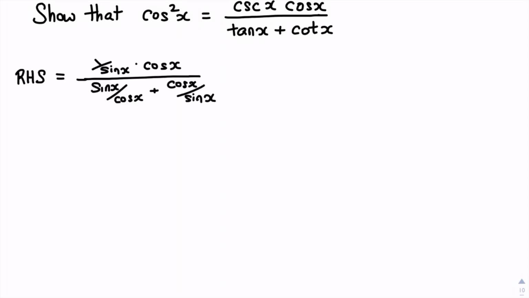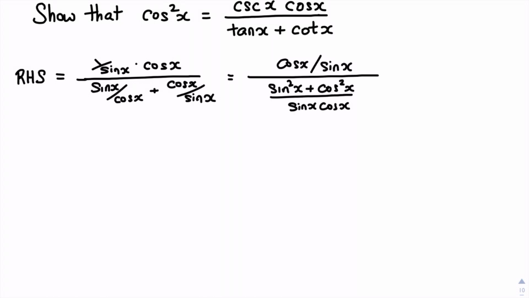And so the cosecant x is actually 1 over sine x, the tangent x is sine x over cos x, and cotangent x is equal to cos x over sine x. And so here you have a bunch of fractions, and the goal is to simplify them as much as possible. And the first thing to do is to take the denominator, which is actually the sum of two fractions, and combine them using a common denominator, and this is what we get.